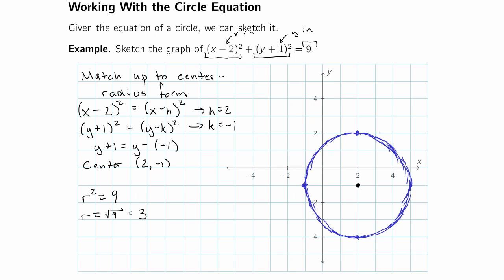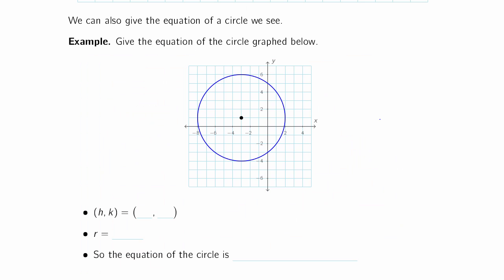Okay, so given an equation, we can graph a circle. Given a circle, we can write an equation. This way is actually easier. Have a look at this circle. We see that its center is at -3, 1. So our h, k is -3, 1.